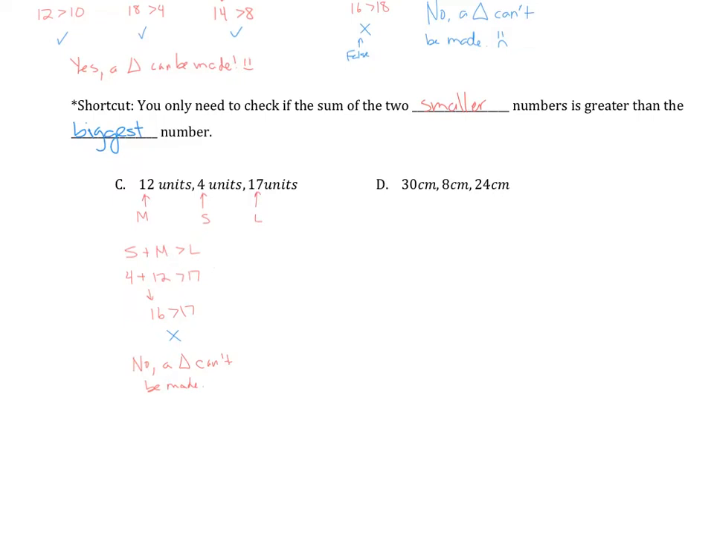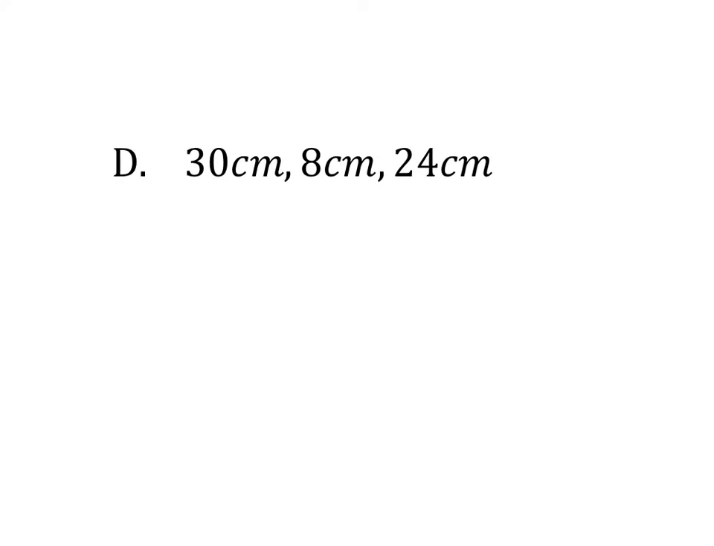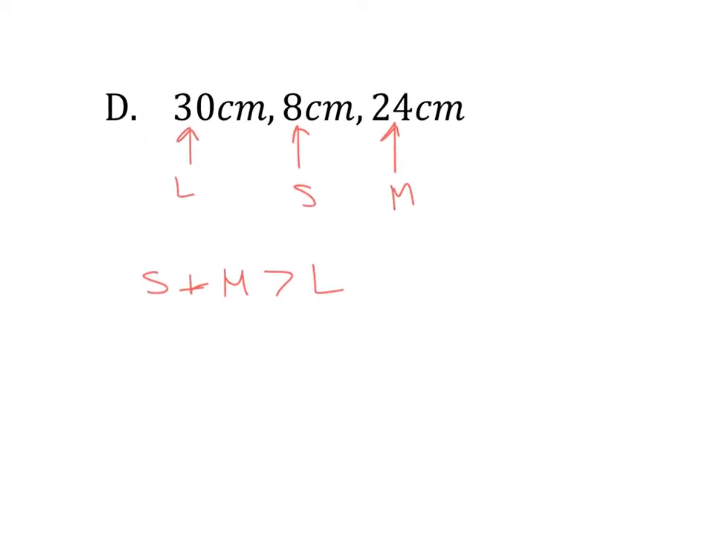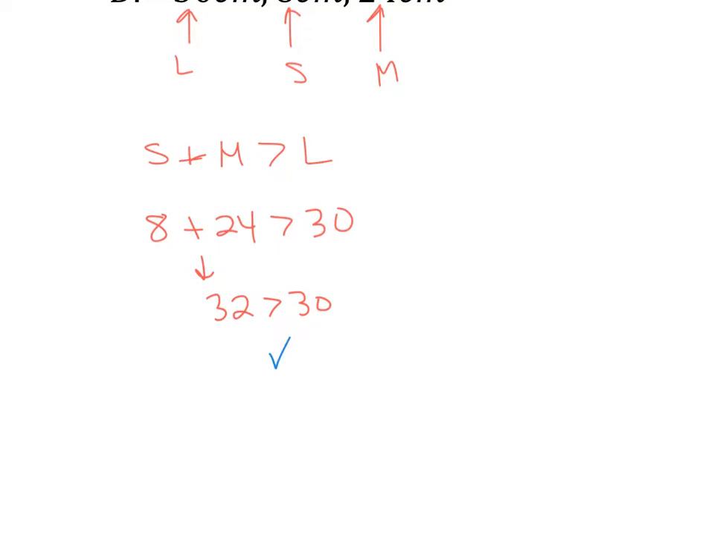So go ahead and pause for just a second and try letter D and see what you come up with. So for letter D, again, if you want to label your 3, we have small, medium, and large. So small plus medium has to be bigger than my large. And so we have 8 plus 24 has to be bigger than 30. 8 plus 24 is 32. And is 32 bigger than 30? Yes, it is. So yes, a triangle can be made.